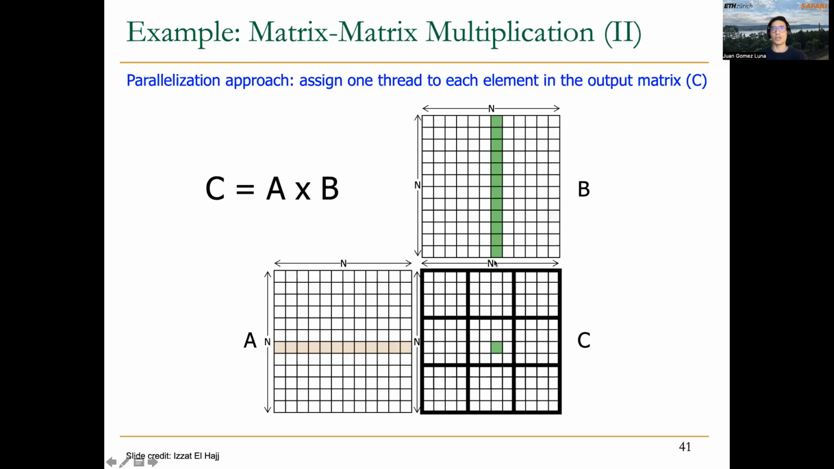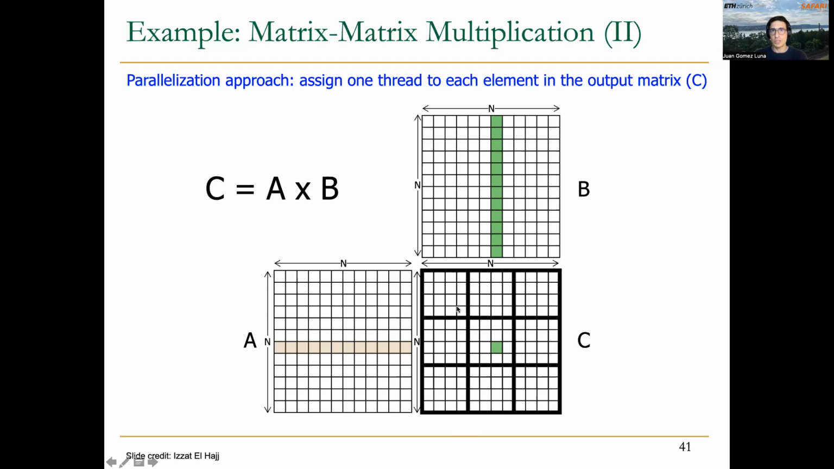The most straightforward parallelization approach is to assign one thread to each element of the output matrix C. Remember that in the GPU, these threads are grouped into thread blocks. So we are already partitioning the output matrix C into several tiles, several parts that are assigned to different thread blocks.